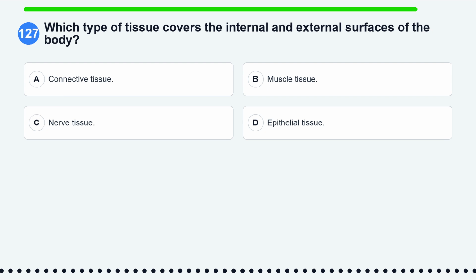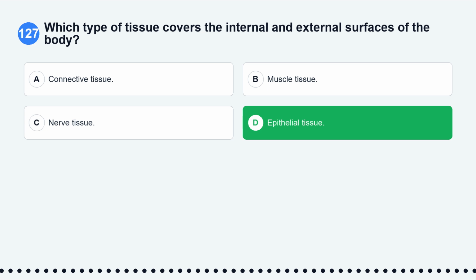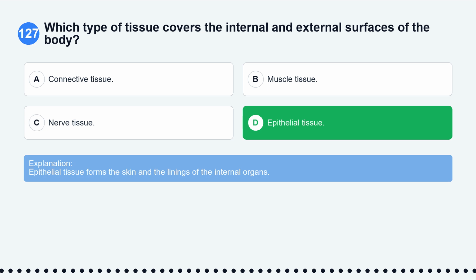Question 127. Which type of tissue covers the internal and external surfaces of the body? Option A. Connective tissue. Option B. Muscle tissue. Option C. Nerve tissue. Option D. Epithelial tissue. The correct answer is option D. Epithelial tissue. Epithelial tissue forms the skin and the linings of the internal organs.